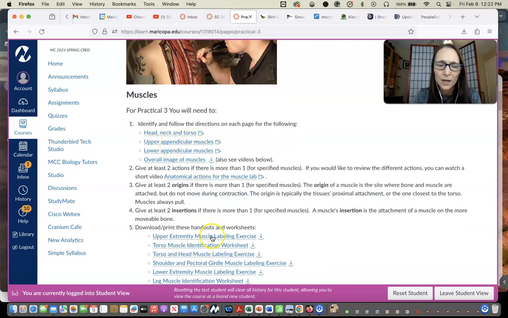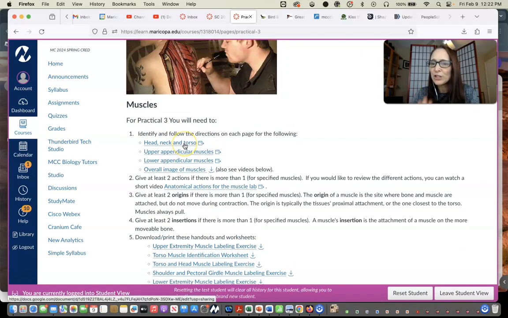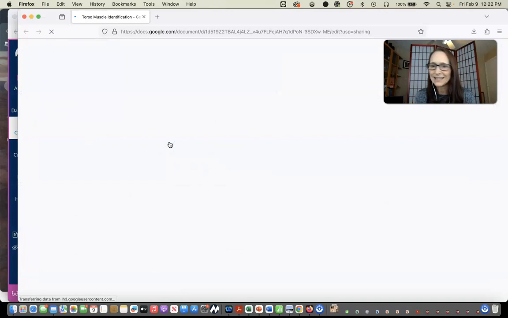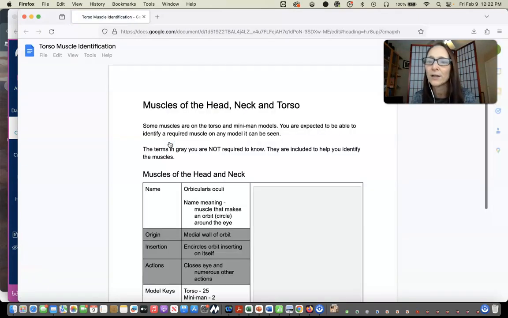So, for example, where you should start. You're like, where should I start in all this process? For this week, we're doing head, neck, and torso, and then the arm, which is the upper appendicular muscles. So let's look at head, neck, and torso. The first thing you're going to want to do is either print this guide out or download this guide onto your computer so that you have it. This is your starting point.